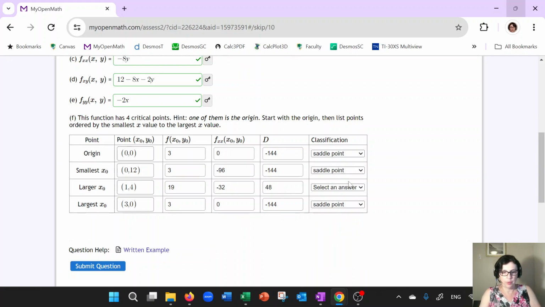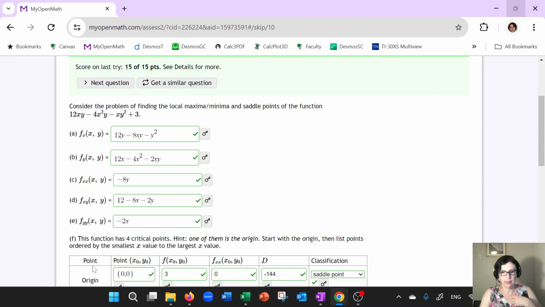And so the last one I need to classify is where d is positive. This is where I look at fxx. If fxx is negative, that's a maximum. So it's like the opposite. If fxx is positive, that's the minimum. So because it's negative, that will be a maximum. So let me check and see if this is right.